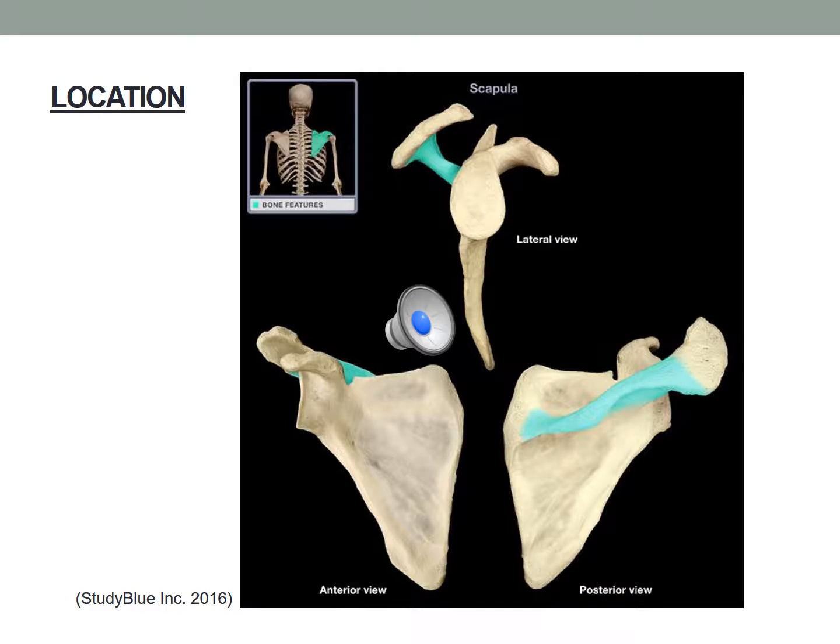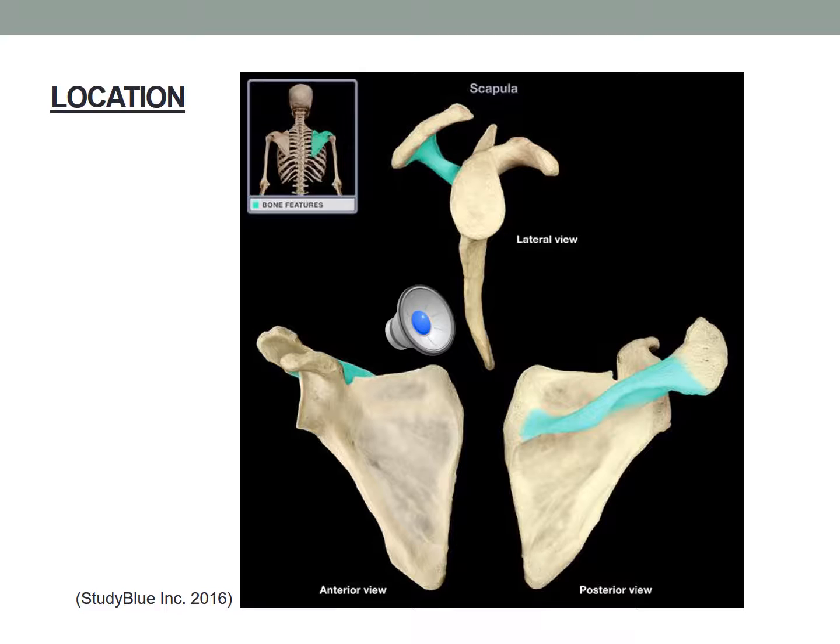This image shows the spine of the scapula in relation to the scapula itself from a lateral, anterior and posterior view. Additionally, the top left image shows where the scapula and its spine is situated in the posterior aspect of the shoulder girdle within the appendicular skeleton.